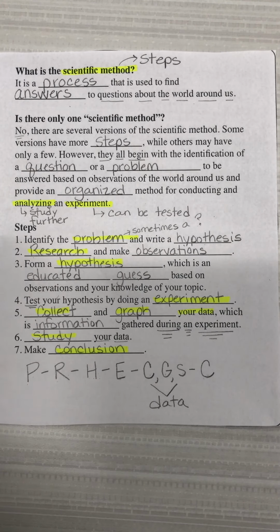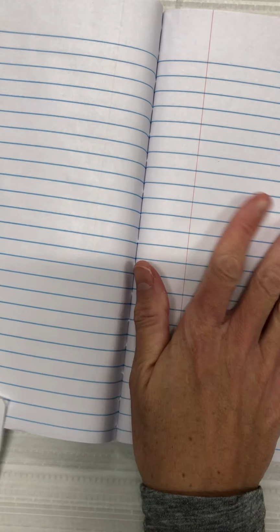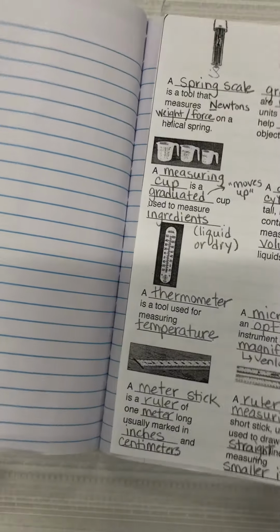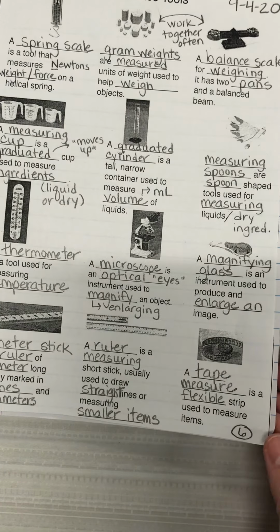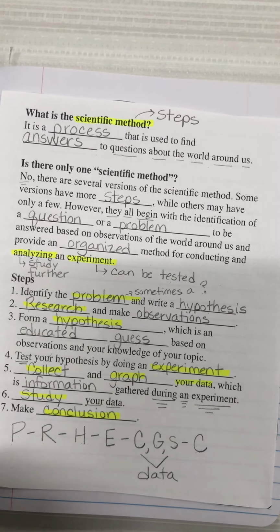We cannot skip pages in the science notebook. So I'm on my very next right side. I have a left and a right. Very next page, which should come right after your tools page, which you should have number 6 on. This guy's going to go on your right side. So go ahead and glue him down.